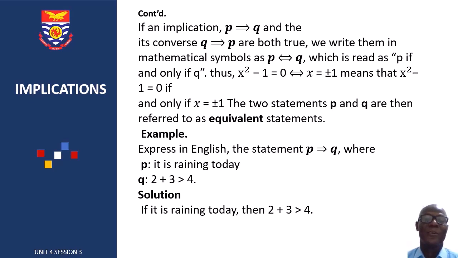Example. Expressed in English, the statement P implies Q, where the statement P is, it is raining today, and the statement Q is, 2 plus 3 is greater than 4. Using the implication, if, then, the statement becomes, if it is raining today, then 2 plus 3 is greater than 4.